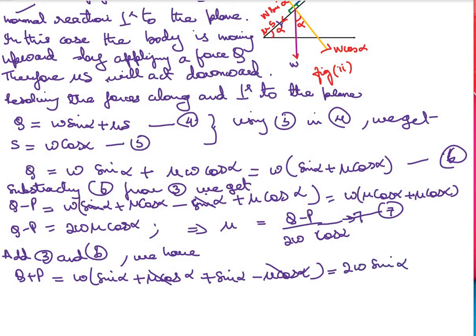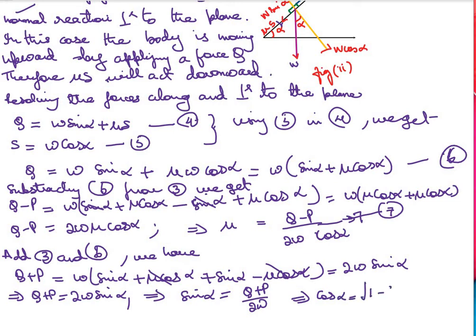So this implies that Q plus P is equal to twice W sine alpha. And from here we can find out the value of sine alpha, which implies that sine alpha is equal to Q plus P divided by twice W. And we know the relation between sine and cos: so cos alpha will be equal to square root of 1 minus sine square alpha.